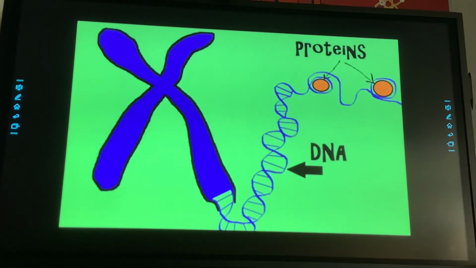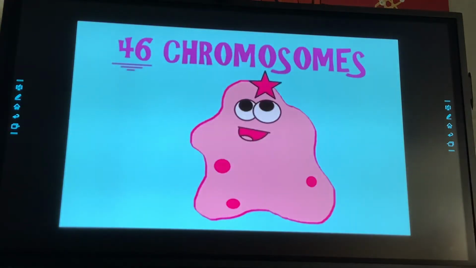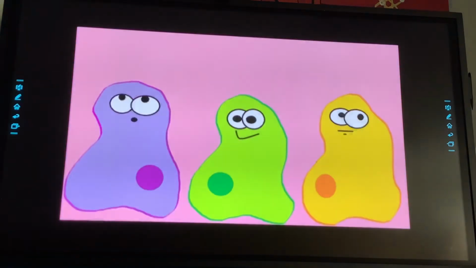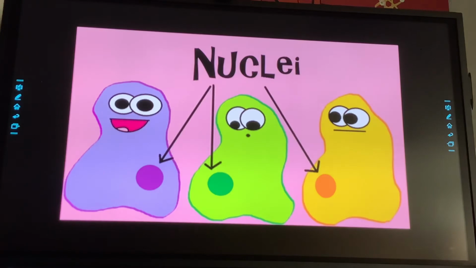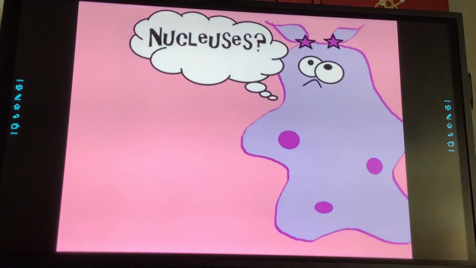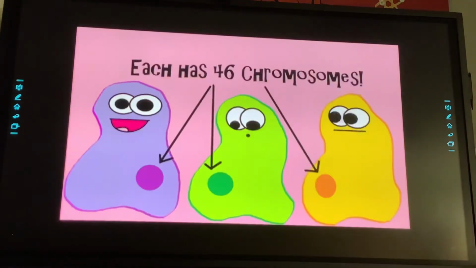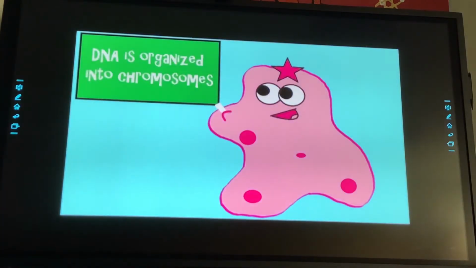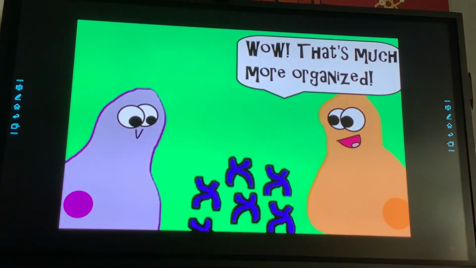You've probably heard before that humans have 46 chromosomes. That means in human body cells, in the nuclei, that's the plural of nucleus, you don't say nucleuses, you say nuclei. In the nuclei, there are 46 chromosomes. So basically that means that DNA is organized in chromosomes. It also makes it a lot easier to move over when you're making new cells.